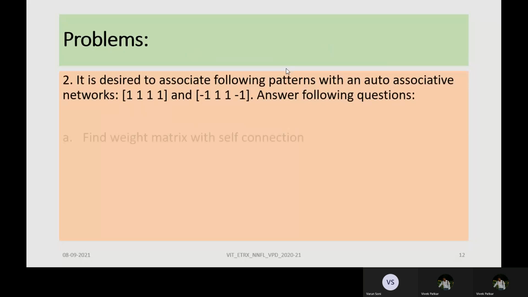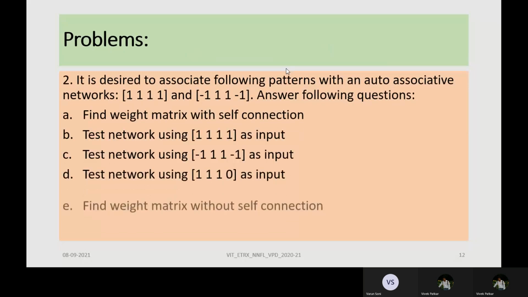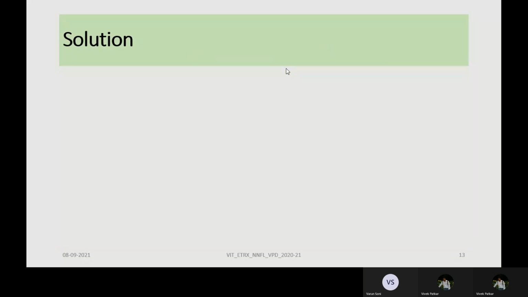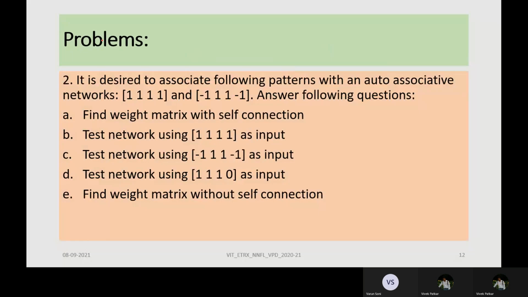Let's solve one more problem. Here, the difference between the earlier question and this question is that here there are two patterns. So you should know how to work with two patterns also. We have to find a weight matrix with self connection and then a weight matrix without self connection also. We have to test the network for these inputs. Clear? What response it gives for these inputs.